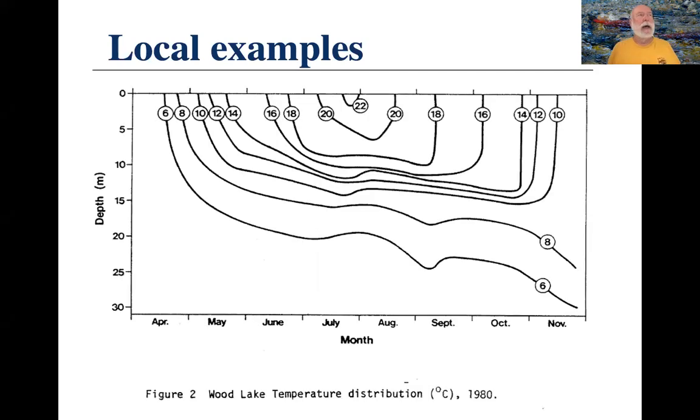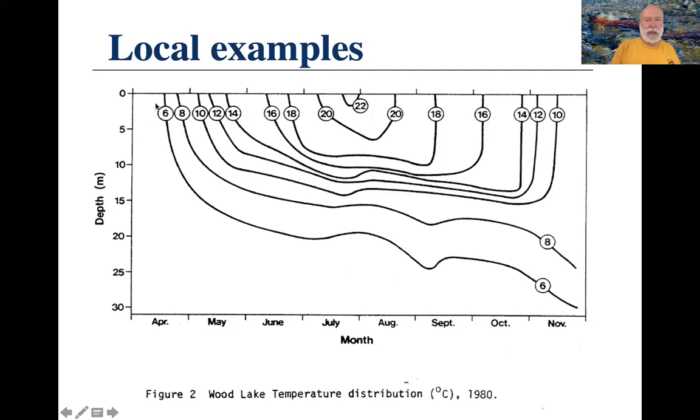Now, the pattern of stratification, the details of stratification change over the course of the summer. And here's a plot that represents this, not for Kalamalka Lake, but for Wood Lake. So this is depth in the lake. And we have here the months through spring, summer, fall, April, May, June, July, August, September, October, and November. And they've indicated the temperature at various depths on various dates through the middle of summer.